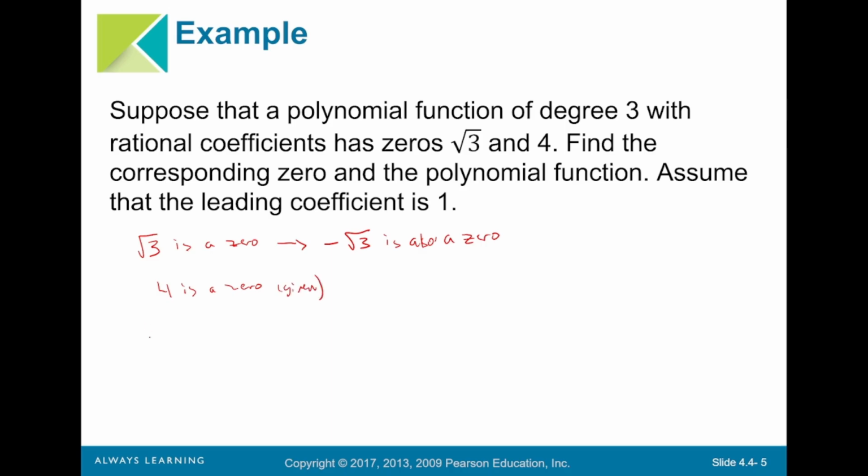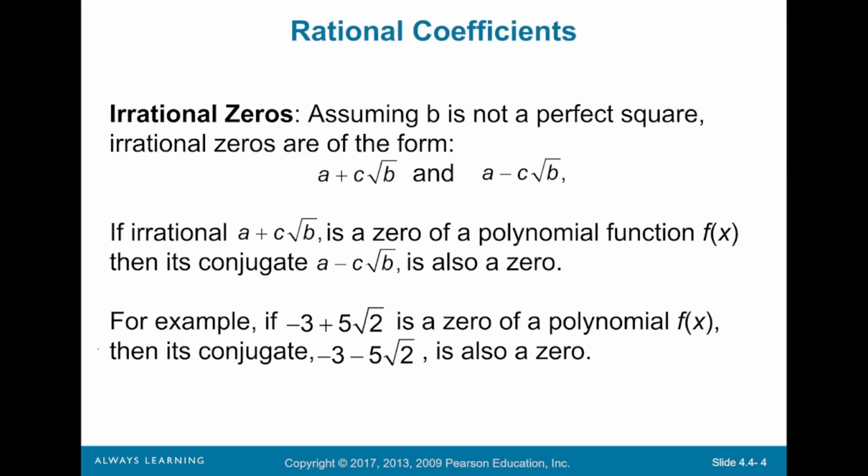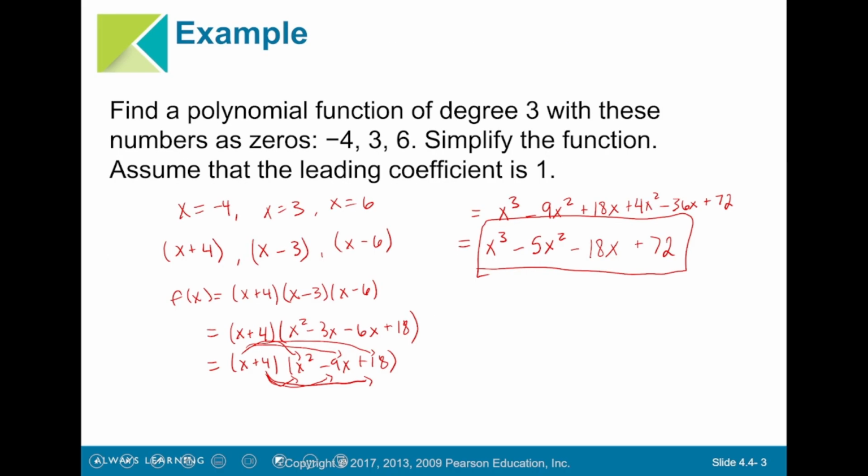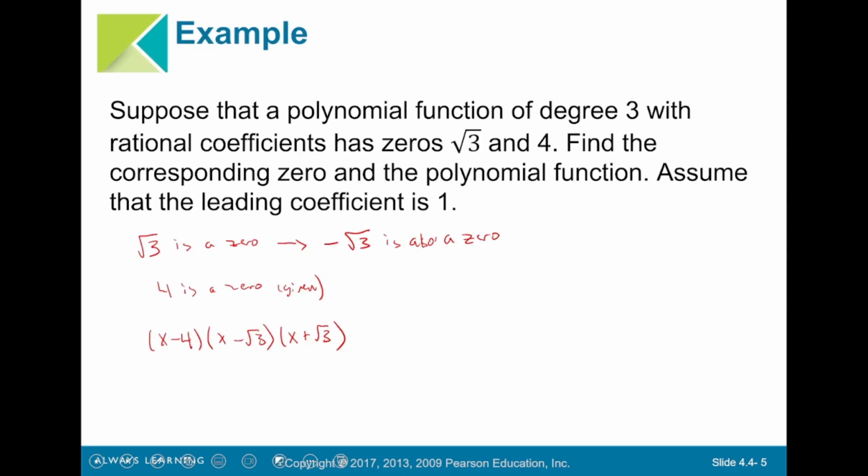So then our factors are x minus 4, x minus root 3, and x plus root 3. That is also a polynomial of degree 3, and it has leading coefficient 1, so that is our function that we are looking for. But now let's multiply this function out.